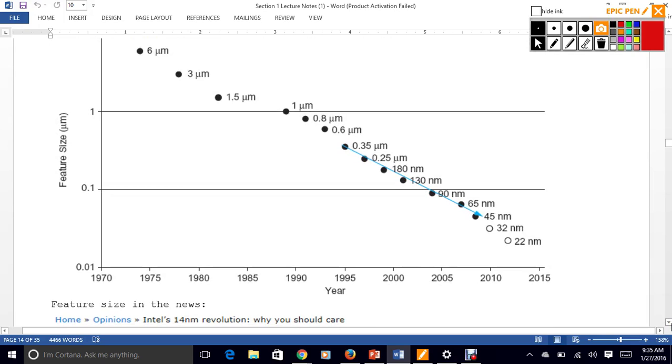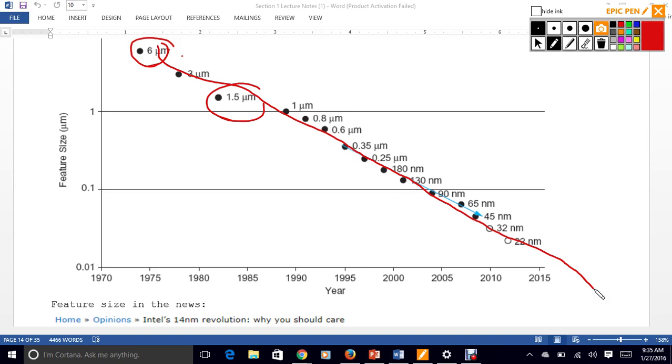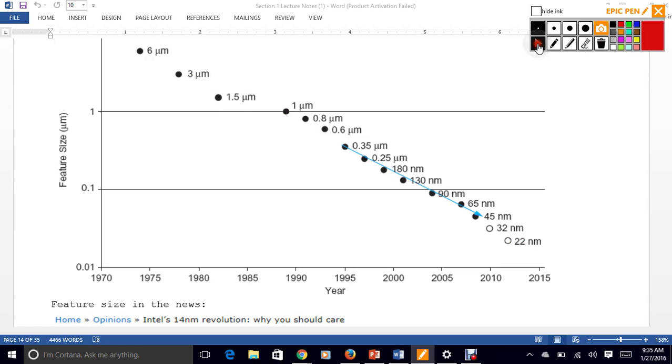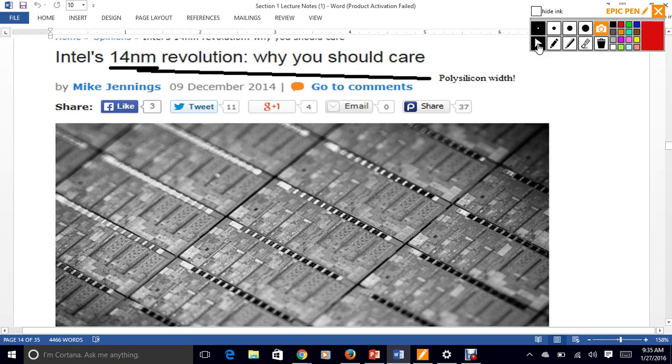So here, in 1970, the typical feature size was 6 micrometers, 6 times 10 to the negative 6. Then you get 1.5. You see how it's kind of flowing, a similar pattern. So now companies are working in 13 nanometer. I think IBM had the 7 nanometer? They made a transistor work. They're not getting computers to work. As you're going to learn in this course, it's not just one or two transistors. You have to size them appropriately to ensure flowing, logical effort, and being able to make positive and negative ranges. So feature size in the news: Intel's 14-nanometer revolution, why should you care?